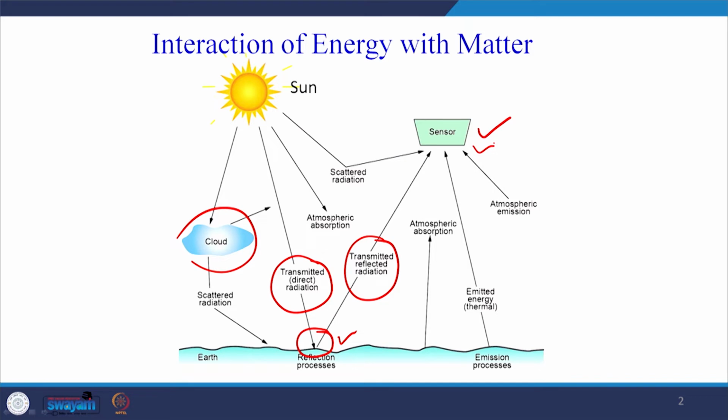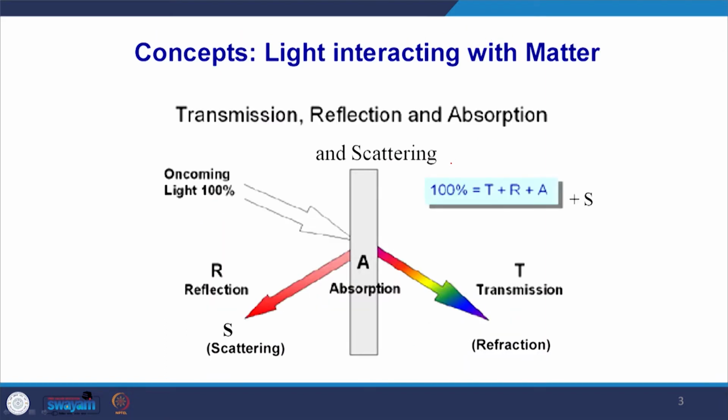Also the sensor is recording the emitted energy, because every object at some temperature will emit energy. All the objects emit their own energy, and it also reaches the sensor. So there are two types of energy captured by the sensor here: one is the reflected energy, and another is the energy emitted by the object.